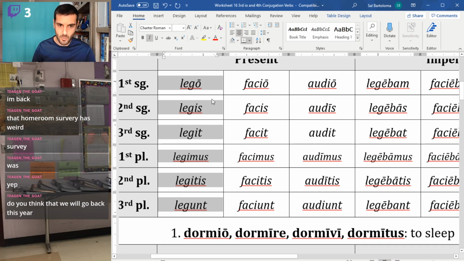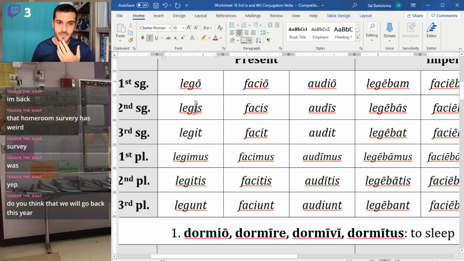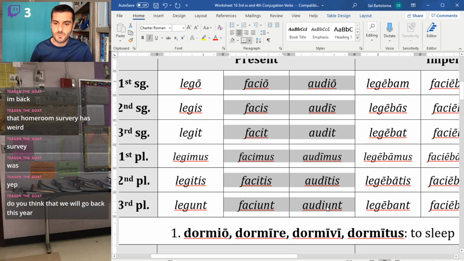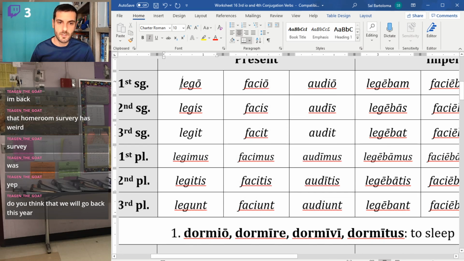Notice the pattern: o, is, it, imus, itis, unt, right? We talked about in class how it's an i in most forms. We then said that to get to third io and fourth, we have the extra i's, right? So lego, there's no i in that; facio, audio. Legis, there's an i, so facis and audis. There's an extra long mark here in fourth conjugation, not a big deal.